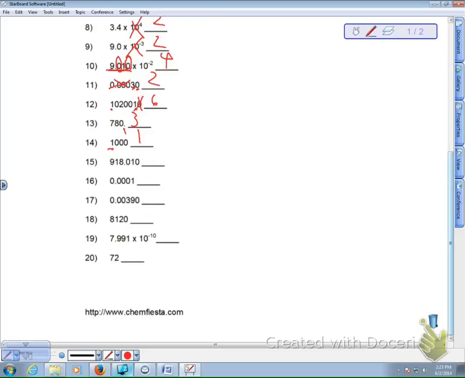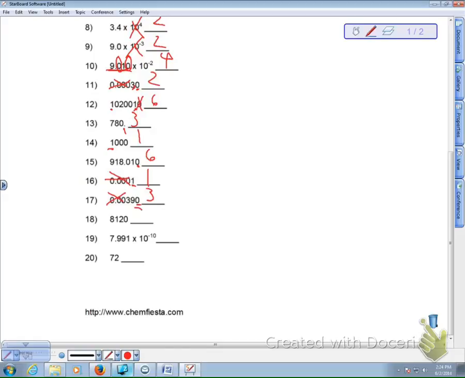Just a few more now. If you missed a bunch, why don't you go ahead and hit pause and redo the last 6 to see if you fixed some of the mistakes you've made. All right, let's finish off these last few. In number 15, there are 6 because the 0 at the end counts. In number 16, there's only 1. Just the 1 counts, leading zeros. In number 17, we also have leading zeros. There are 3. The end 0 counts after the decimal.